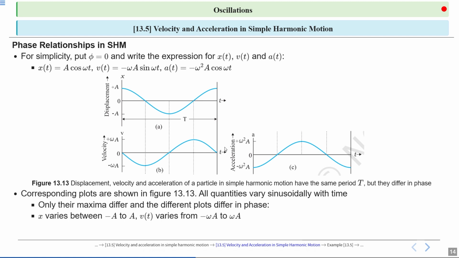So displacement x varies from minus A to plus A, and velocity v(t) varies from minus omega A to plus omega A. So its maximum speed depends on both amplitude and angular frequency. For example, if A is 0.1 meters and omega is 2 radians per second, the maximum speed is 0.2 meters per second.